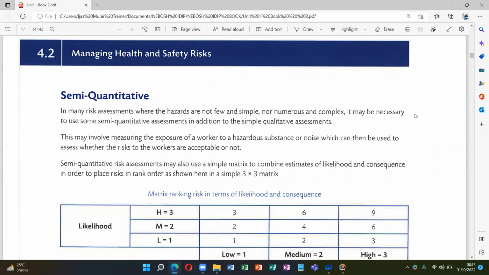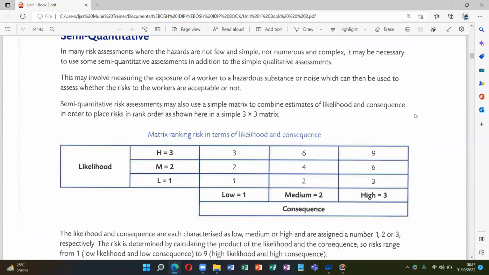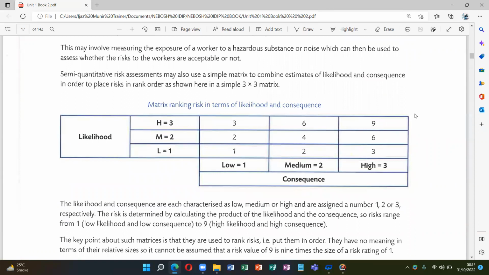Semi-quantitative. In many risk assessments where the hazards are not few and simple, nor numerous and complex, it may be necessary to use some semi-quantitative assessments in addition to the simple qualitative assessments. This may involve measuring the exposure of a worker to a hazard, such as substances or noise, which can then be used to assess whether the risk to the workers is acceptable or not.